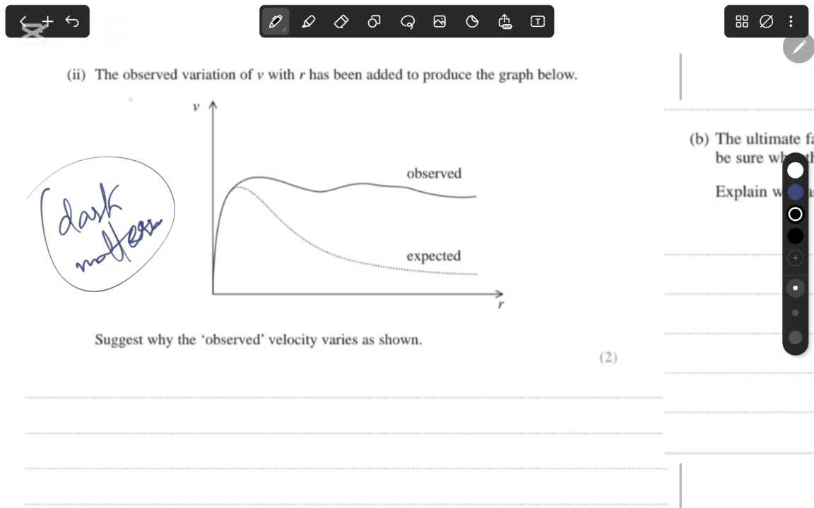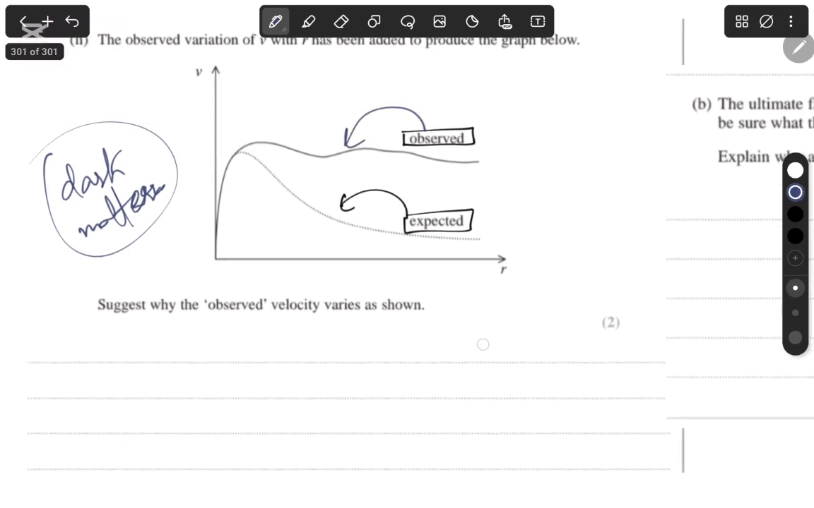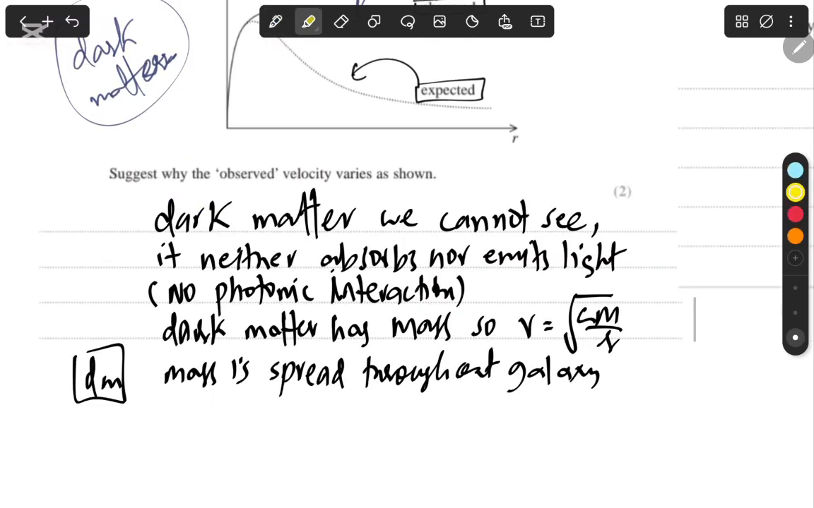So here it says observed variation of V with R has been added to produce the graph below. And it says, here is the observed and here is expected, the one where we tried to understand the previous part. And the real one is this actually. So we have to explain why the observed varies as shown. Well, that's simply because of dark matter. So the answer for this is quite simple.